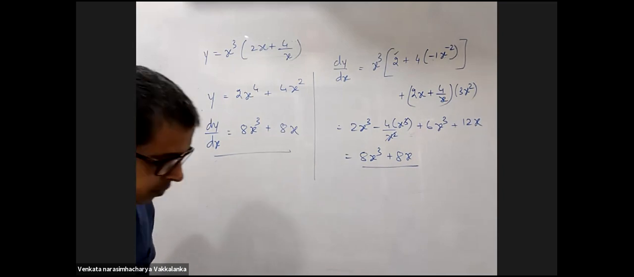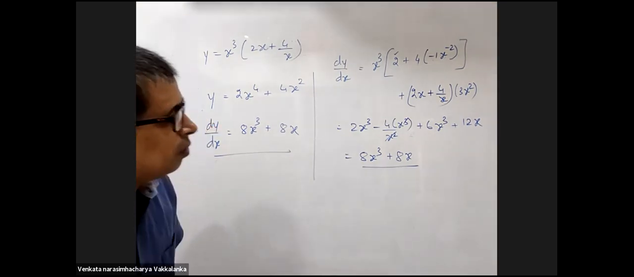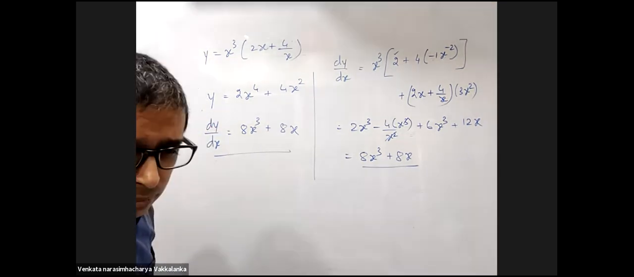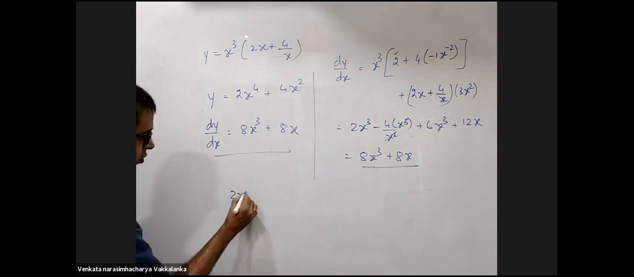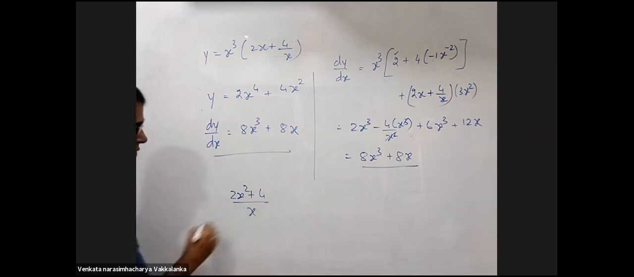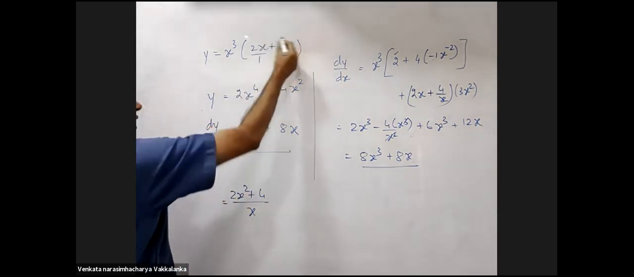Sir, can we write 2x plus 4 by x as 2x square plus 4? I didn't get you. Can we write 2x plus 4 by x as 2x square plus 4? By the denominator, that way you have to write 2x square plus 4 by x. Okay, sir. So we can't write like that. Even the denominator is there. This is 1. Take LCM.